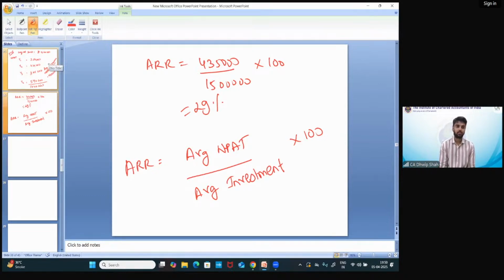Are you following? So this is all about accounting rate of return. Technique number 3, ARR. And as the name suggests, you have to give relevance to accounting perspective. So here in the numerator, it is not average of cash inflows. It is average of net profit after tax. Are you following? Any doubts? Any concerns?